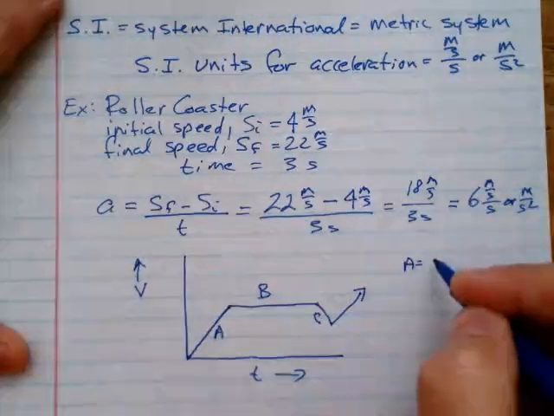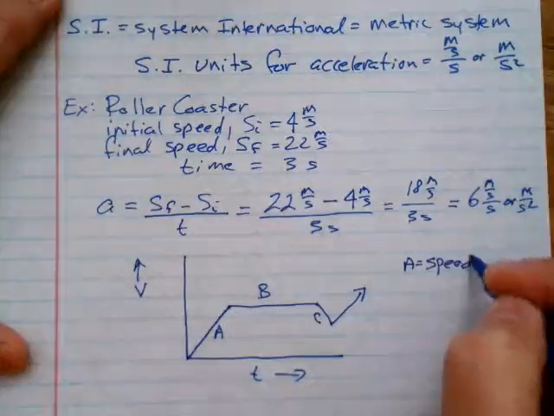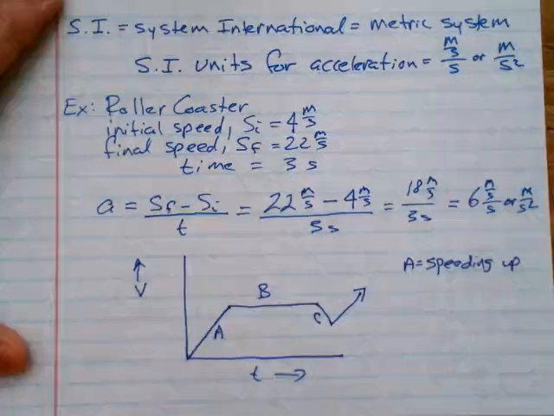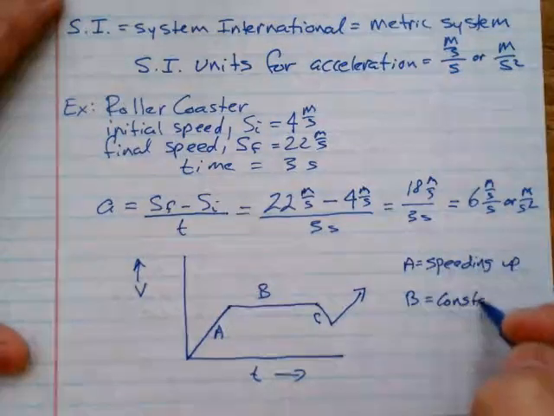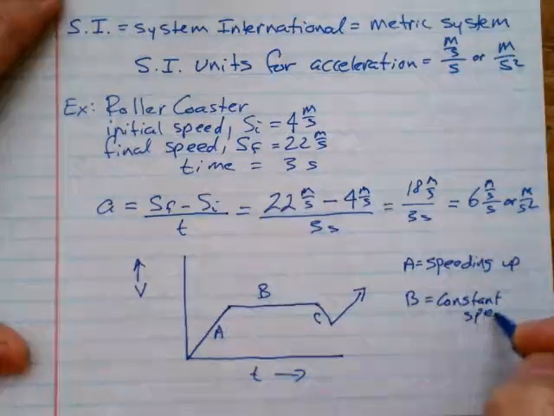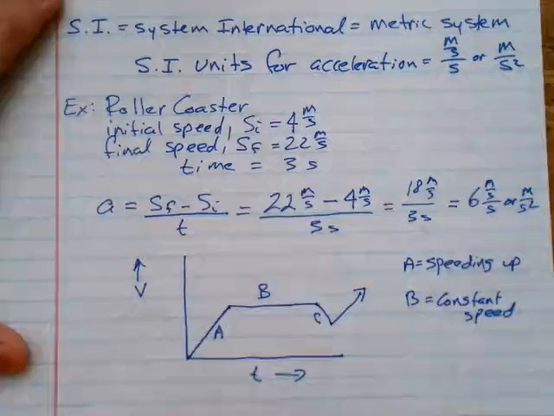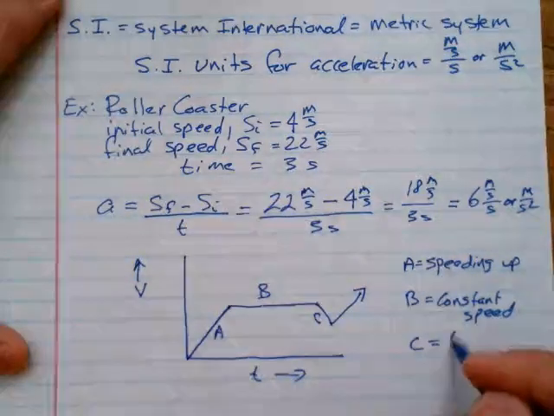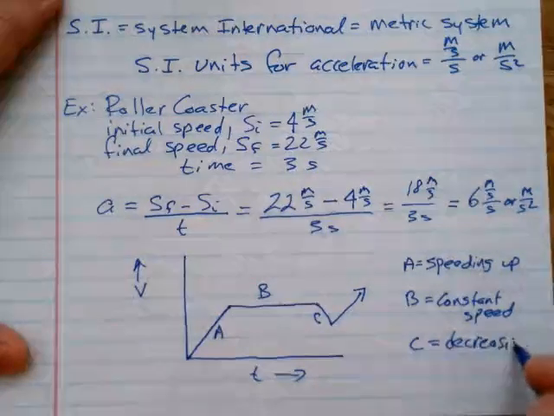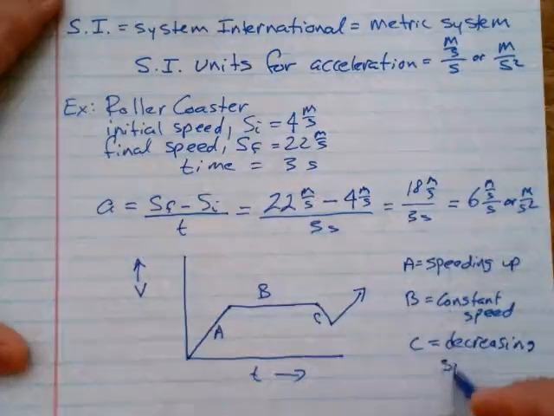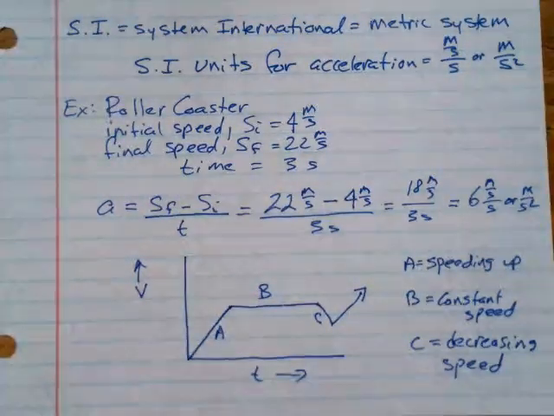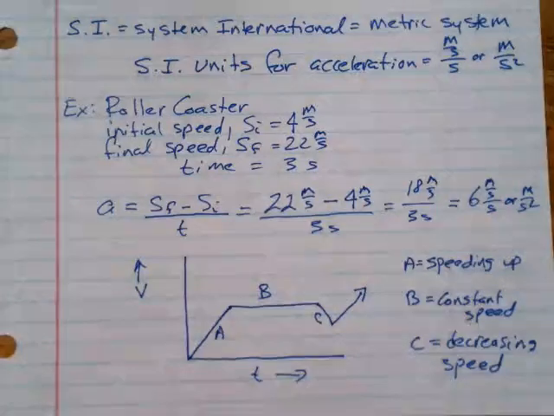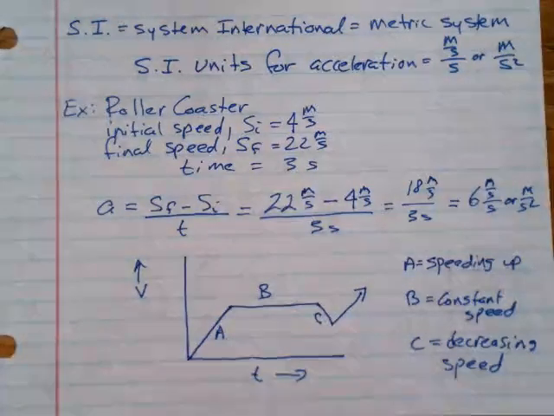A equals speeding up. B equals a constant speed or velocity, meaning it's going at 60 miles an hour and not changing. And C equals decreasing speed. When you come into class, we'll have lots of practice doing the calculations, and in the days to come, we'll have practice with the graphs and the interpretation of both position versus time graphs, as well as this brand new one, the velocity time graph.